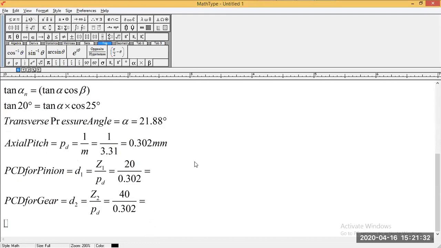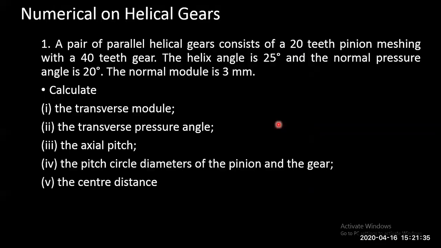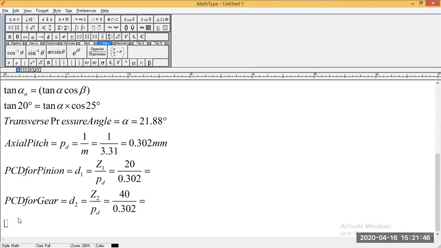And finally, what is asked, go back to the slide: the center distance. Center distance is just the summation of the pitch circle radii of both the pinion and gear. So center distance is nothing but R1 plus R2. It is just R1 and R2.